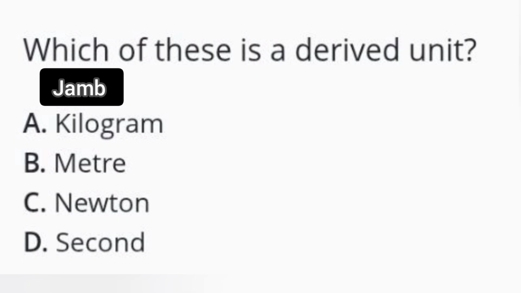Newton is the unit of force. Force is a derived quantity. Hence, Newton is a derived unit, making C the correct option. And without abandoning D, D is second. Second is the unit of time. Time is a fundamental quantity. Hence, second is a fundamental unit.